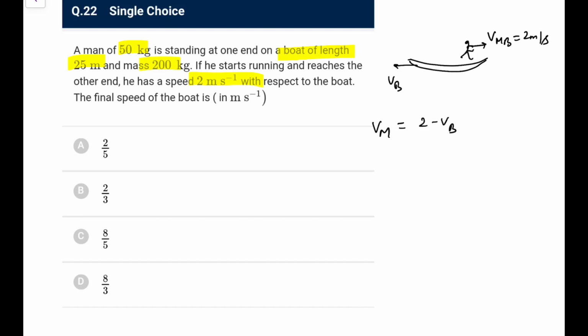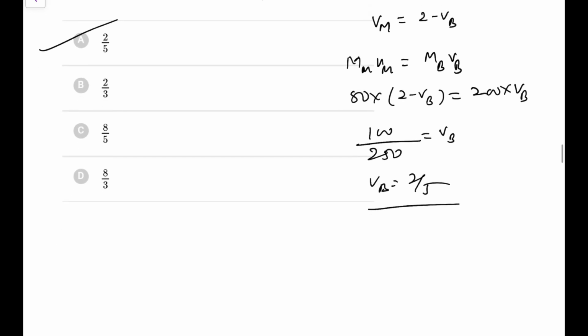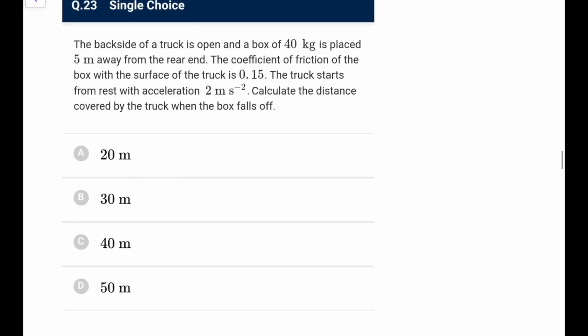So these are speeds, just remember. Because the CM will be at rest, what I can say, mass of man into velocity of man would be equal to mass of boat into velocity of boat in ground frame. Both are opposite, so the net momentum is 0. So 50 into (2 minus Vb) would be equal to 200 into Vb. So what do you get? Vb would be 100 upon 50 plus 200, that is 250. Vb comes out as 2 by 5. So this is option A. You can directly go for it using the basic idea of that CM and momentum analogies.